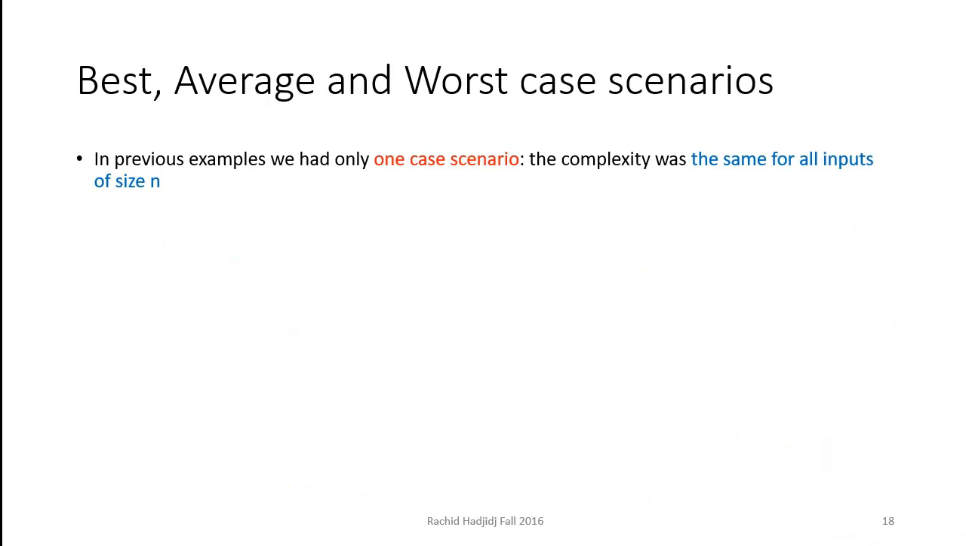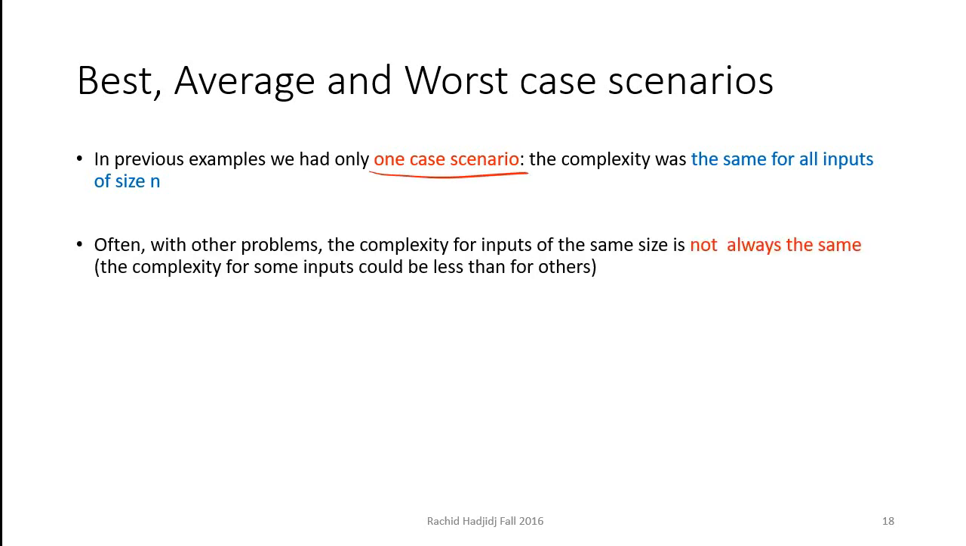So far, the complexity of all the problems we have seen depended only on the size of the input. So all inputs of the same size had the same complexity. We talk about one case scenario, and people talk in general about the worst case scenario too. And often with other problems, the complexity for inputs of the same size is not always the same. So even if the inputs have the same size, for some inputs the complexity is less than other inputs.